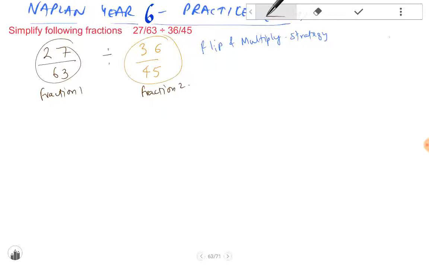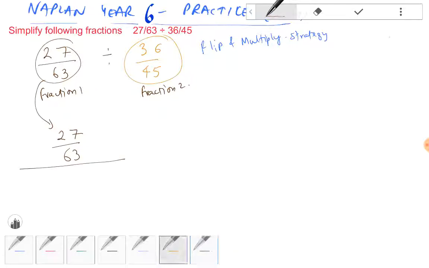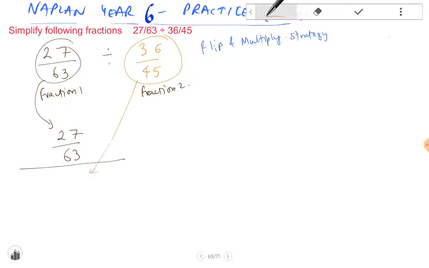So what we're going to do is we simply take the first fraction, bring it down here, 27 over 63, and when we're trying to divide it, you put a big division line over here. This comes down here, 36 by 45. So this can be fairly challenging for some students, simply because we are dividing this.